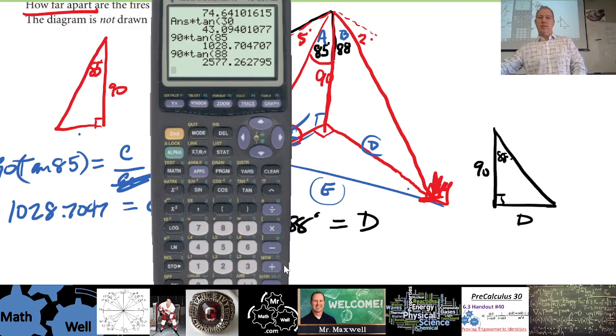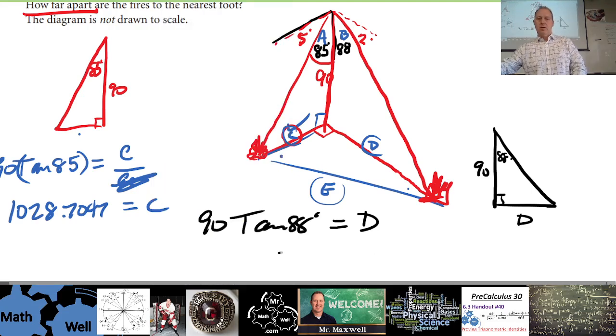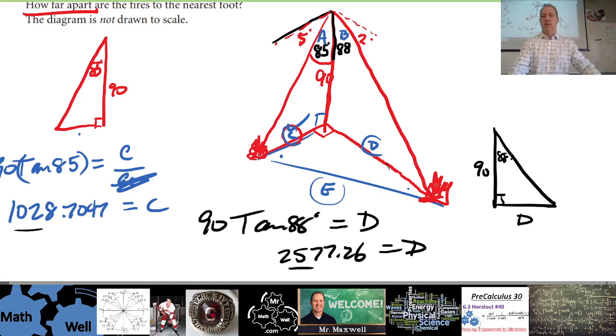2,577, is that what you guys got? 2577.26. Okay, so look at that. This is a little bit further away, isn't it? 1,000 versus 2,500, so it's further away. So that's making sense. It's good.